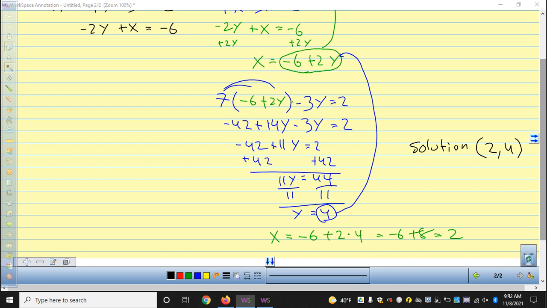Now there's a fair number of steps here, but they're all steps that we have practiced doing for several chapters now. All of this is just combining like terms, solving equations, all stuff that we've been practicing since the beginning of school. All right. Any questions?